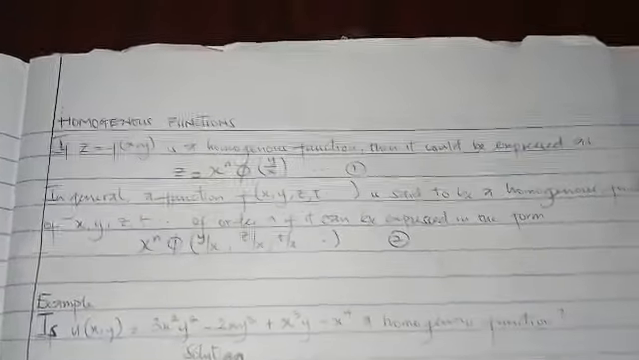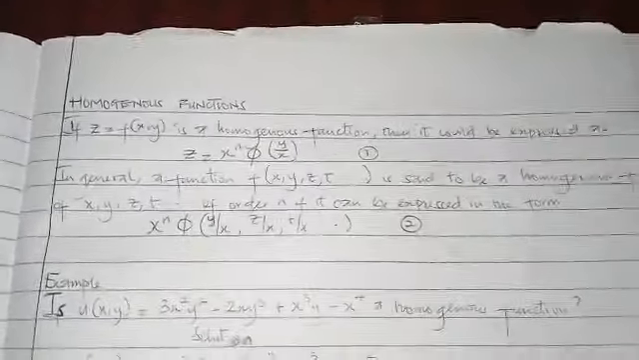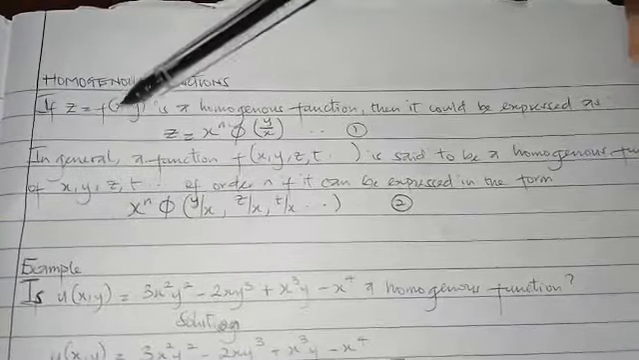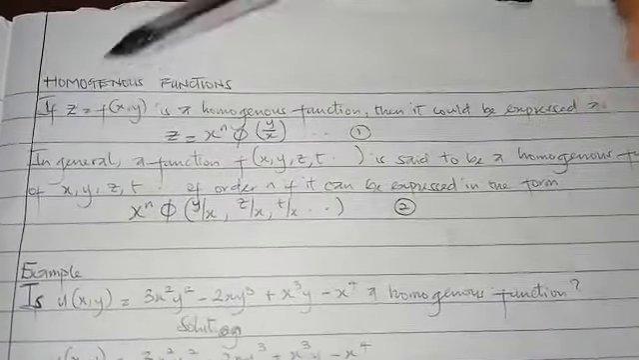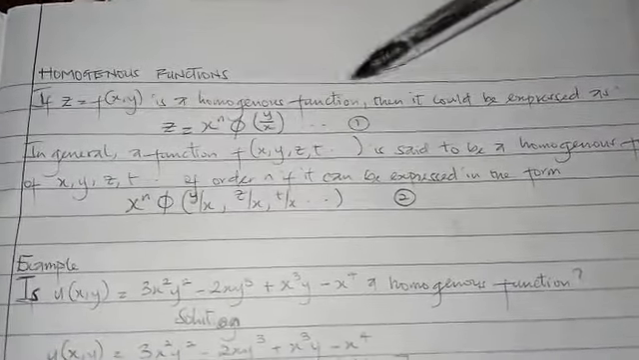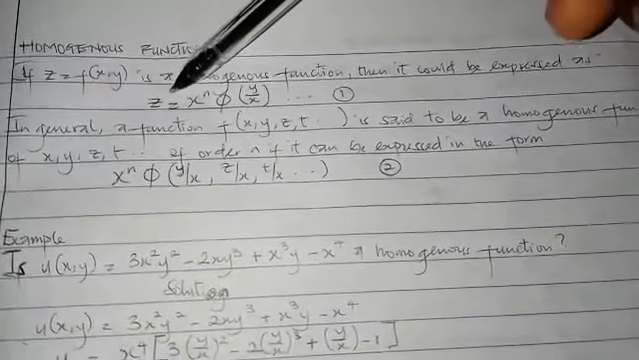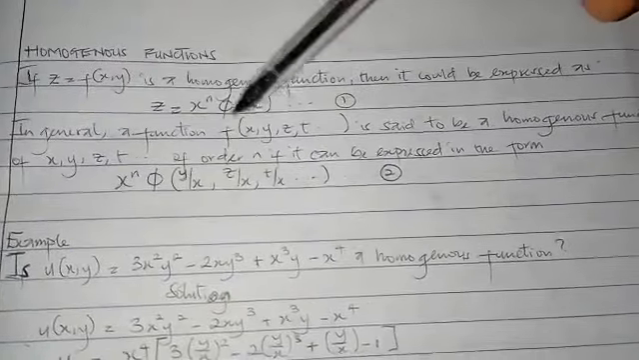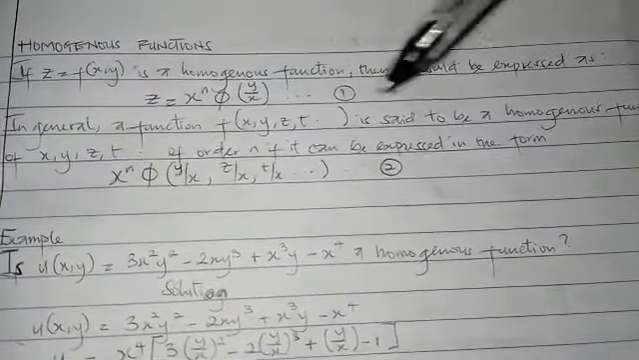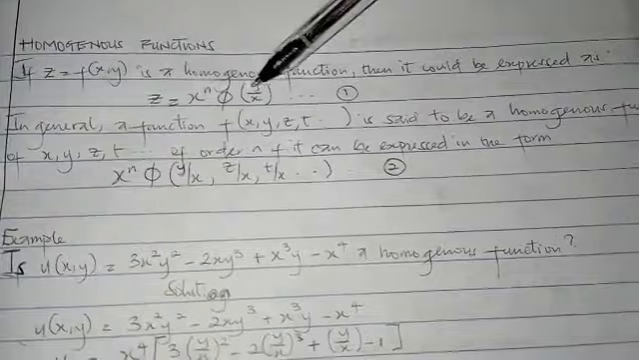Alright, this is a new topic, homogeneous functions. If z is equal to f of x comma y, or if z a function of x comma y is a homogeneous function, then it could be expressed as z is equal to x to the power n, a function of y over x.